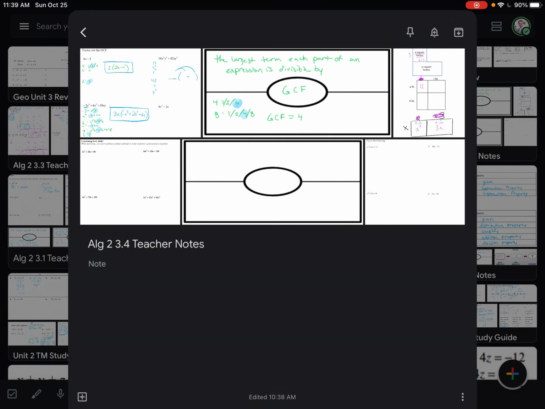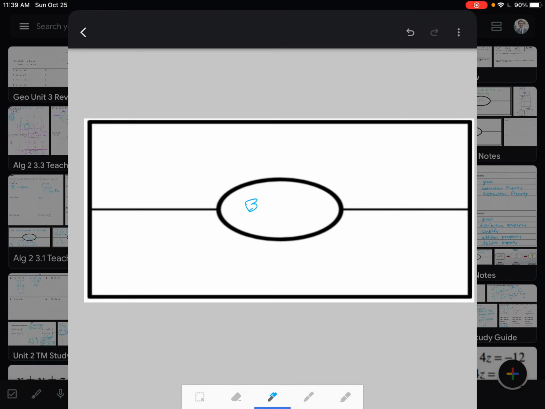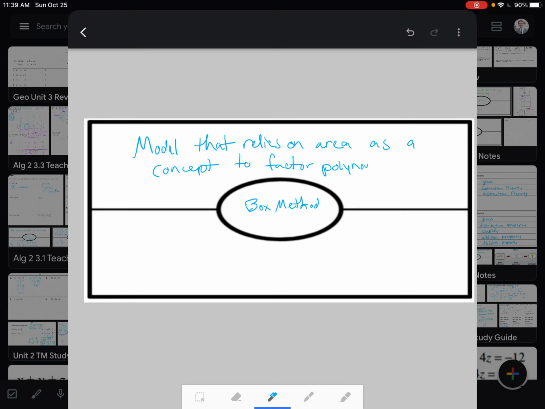Now we're going to take it to that next step when we are looking at something a little bit more complicated. So again, we're going to be relying on the box method. So a quick recap, I know of a video that we watched either earlier this week or last week. So the box method, and again, this is a model that relies on area as a concept to factor polynomials.